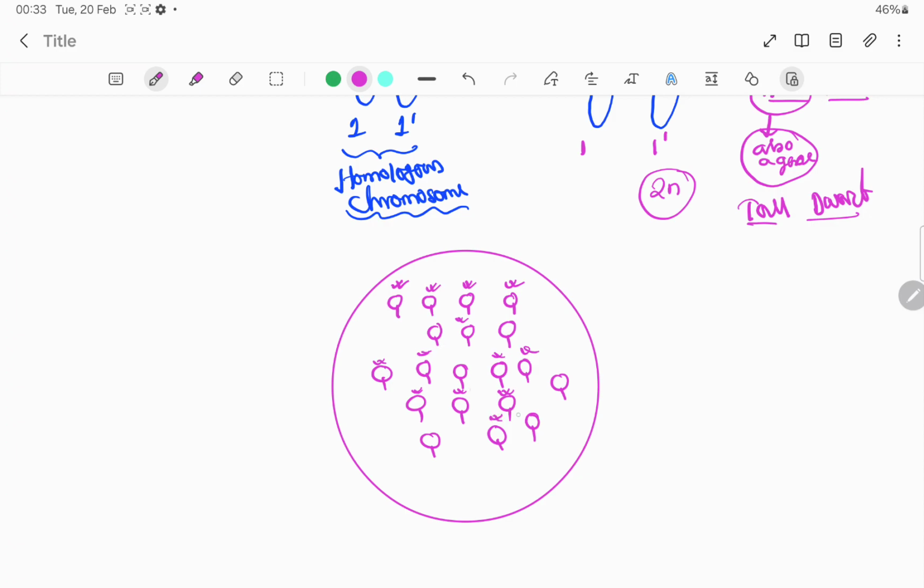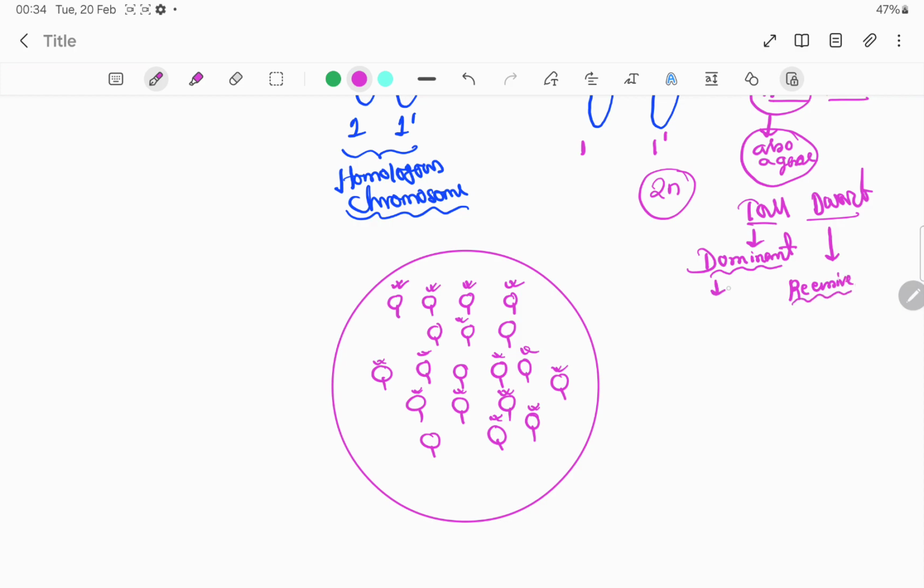Okay, that means more of these alleles are present. Now in a population, the allele which is expressed more is called dominant. Clear? This is called dominant. And the trait which is expressed less is called recessive. This is called recessive.